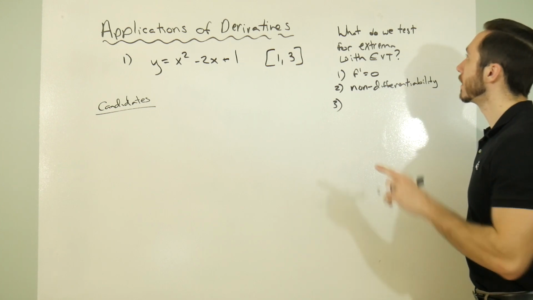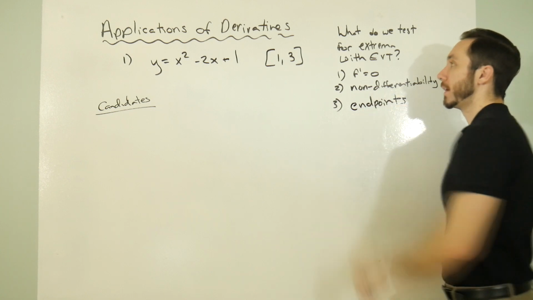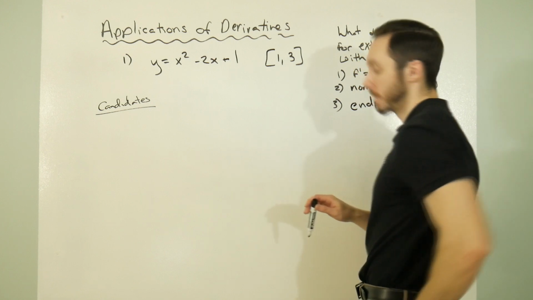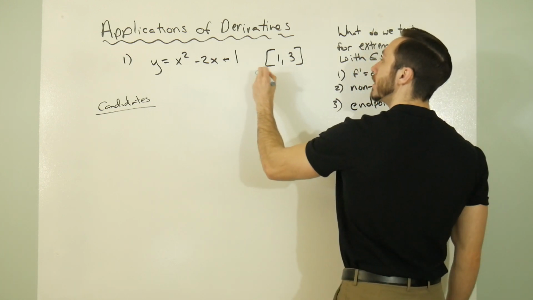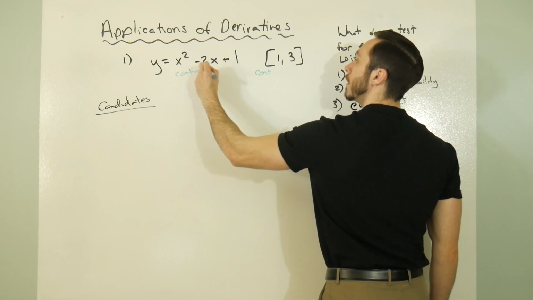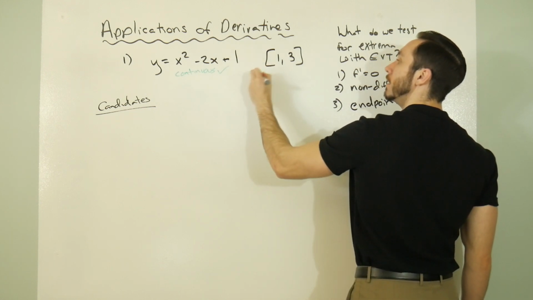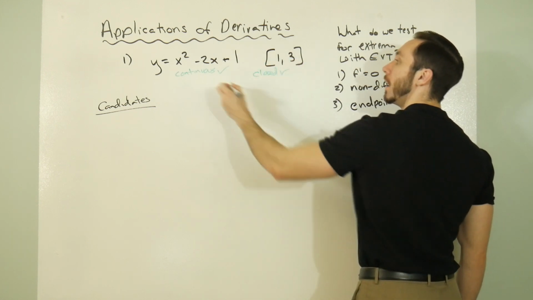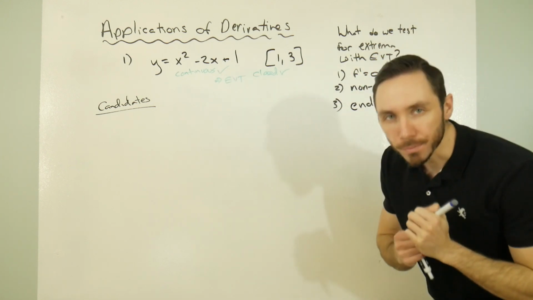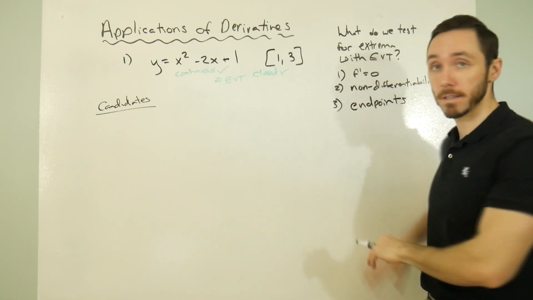And then the last point is the endpoints. You have to always consider the endpoints when it's on a closed interval, which we have. So if we are continuous, and I'll note it for this one because it's a parabola, continuous, and we are on a closed interval, we can therefore apply EVT, which guarantees me extrema. It'll guarantee me an absolute min and max within this interval.